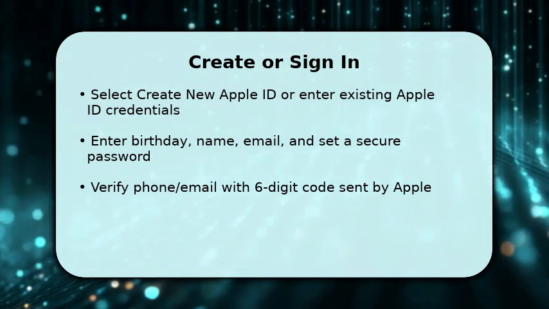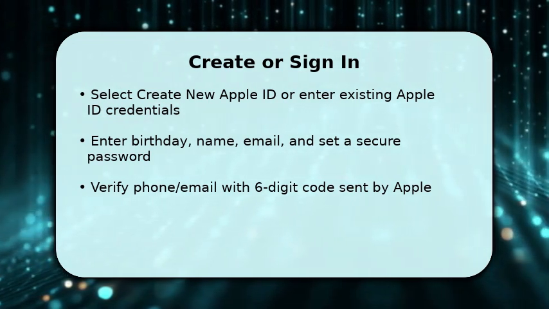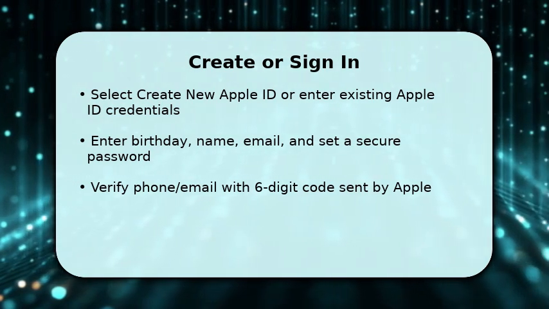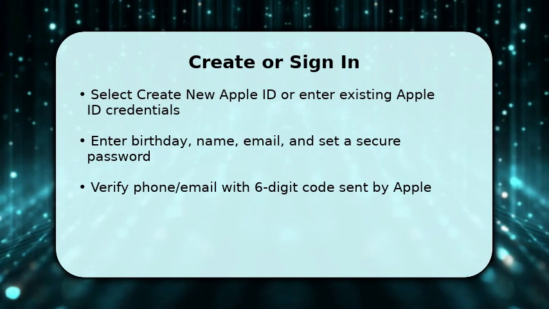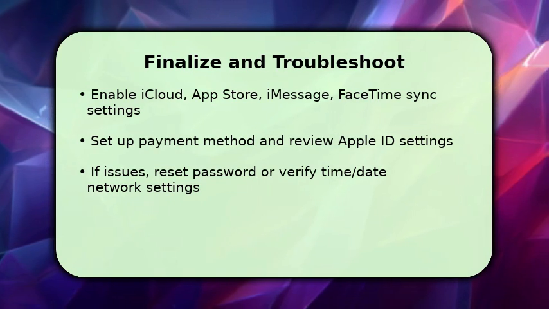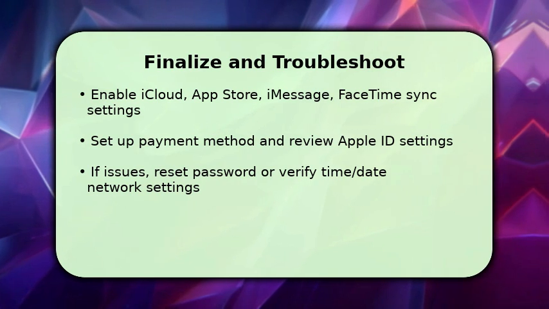When Apple sends a 6-digit verification code to your phone or email, enter it immediately. Once verified, Apple asks about iCloud, Find My iPhone, and using your device passcode, consent to enable sync and security. Finish by enabling iCloud and services like iMessage, FaceTime, and App Store so your purchases and messages sync across devices.